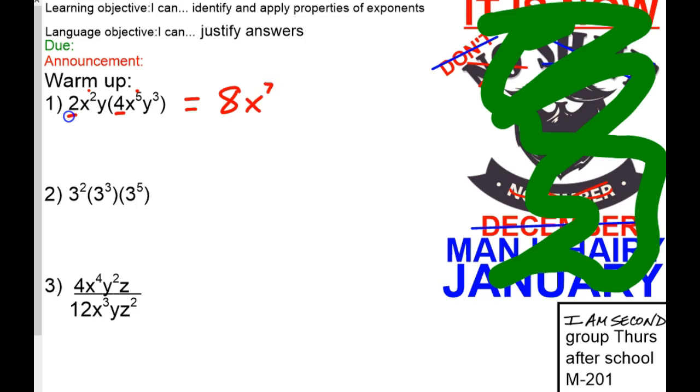And then the y. Now, if there's a y with no power, what power is that? So there's a y to the 1, y to the 3. Add them up. What do I get? Y to the 4th. Multiply coefficients, add powers. So if anyone who was not here yesterday or was taking a test yesterday, does that make perfect sense? Sure? Because you didn't get the y down.